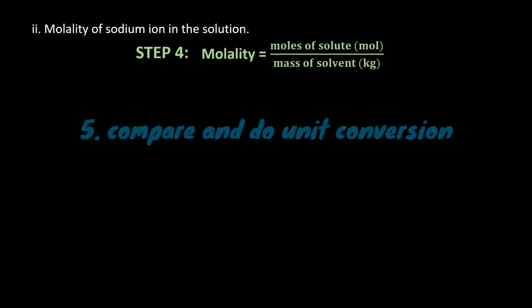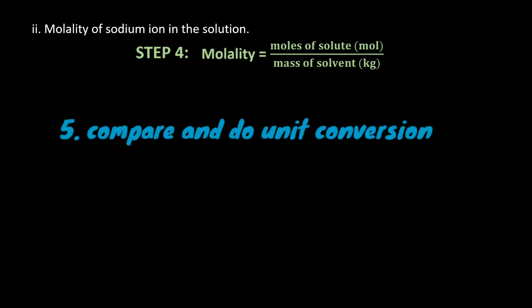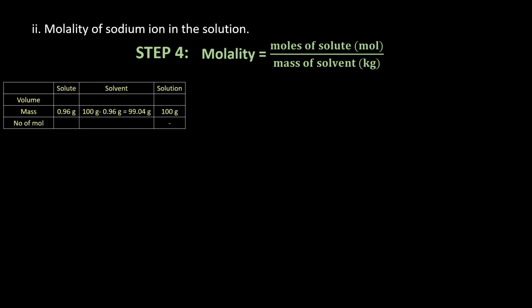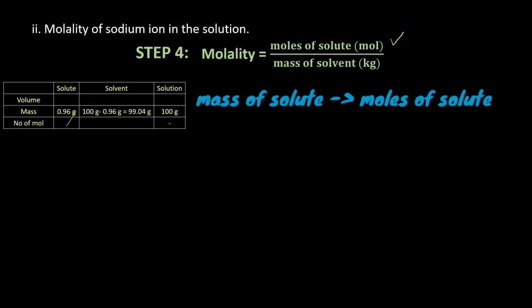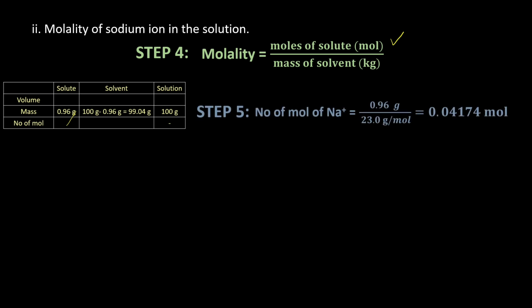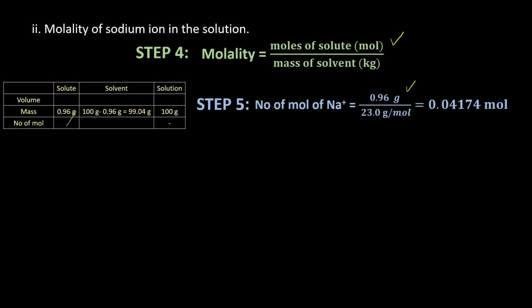So in step number 5, we compare what we have in step number 3 with the formula in step number 4 and do some conversions. In step number 3, we have mass of solute, and in step number 4, we want moles of solute. So the first conversion that we need to do in step number 5 is to convert mass of solute to moles of solute. How to find moles of solute? The mass of solute divided by the molar mass for sodium ion, 23 gram per mole, gives us the moles of solute.